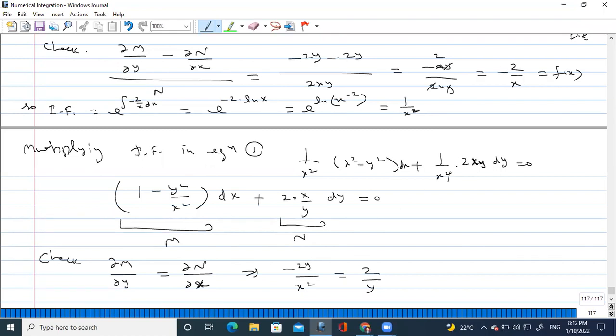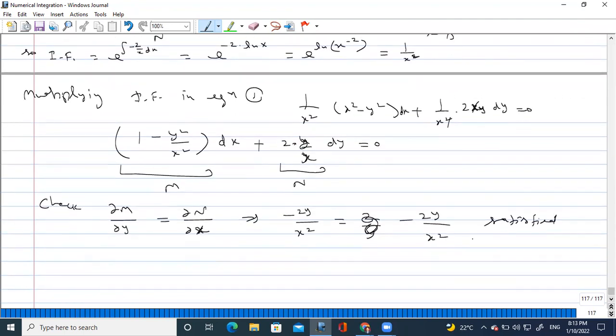Okay, y by x, na, 2y by x. So you differentiate y by x, it will become minus 2y by x square. So now it is satisfying. So it has become satisfied. So this is my equation number 2, and equation 2 is an exact differential equation.